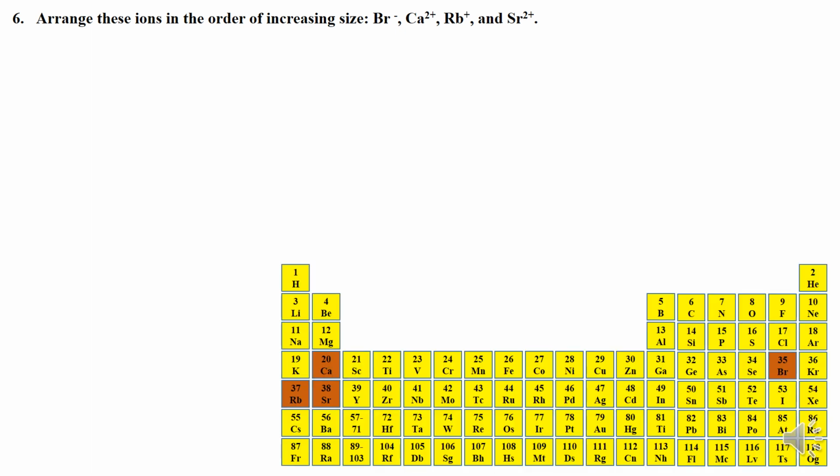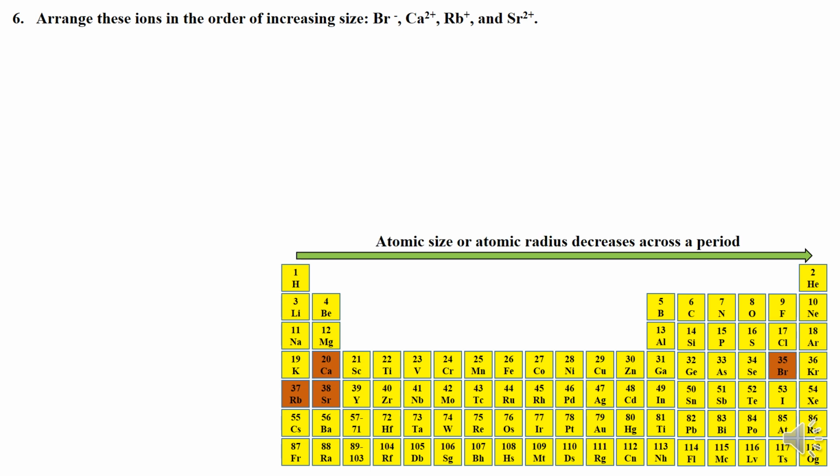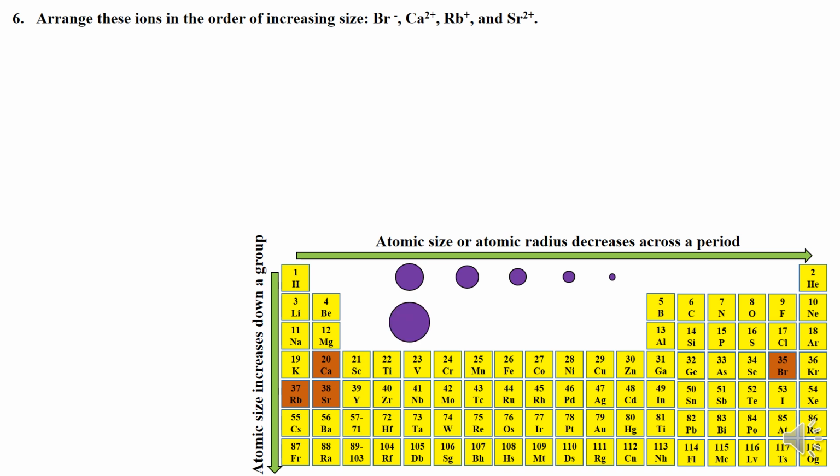Going by the periodic trends, atomic size decreases across a period and atomic size increases going down a group. So as you move from left to right across a period in the periodic table, atomic size decreases, and going down a group, atomic size increases.